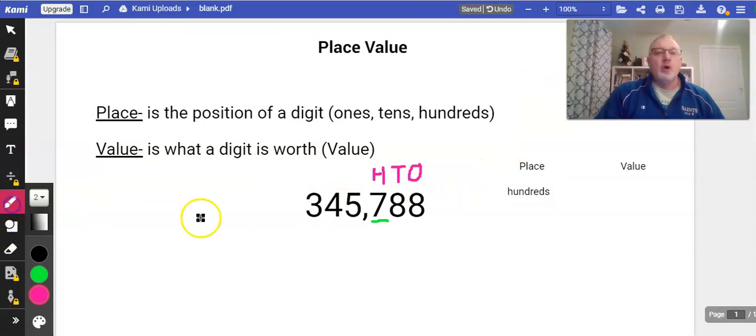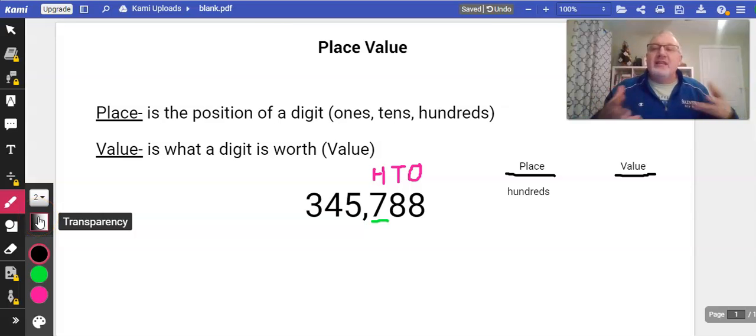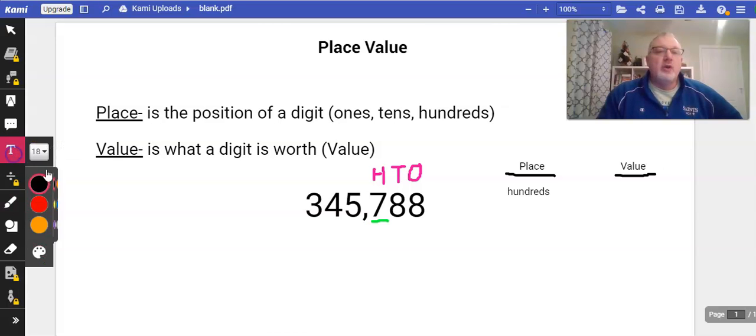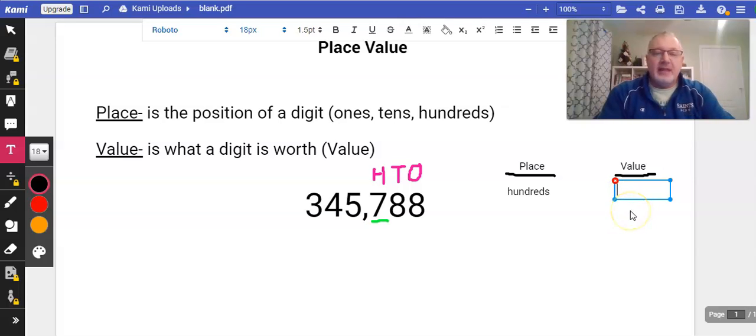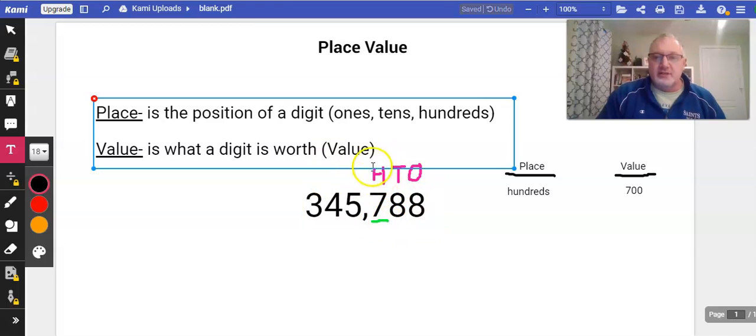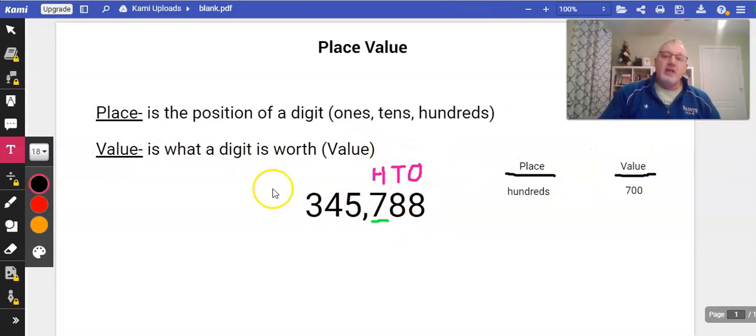Now we have to figure out what is the value of the 7. That means what is it worth? How much is it? We should know that the 7 is in the hundreds place, so that means the 7 is worth 700. Does that make sense? Place is where it is, what position it is in, and value is what it is worth: 700.